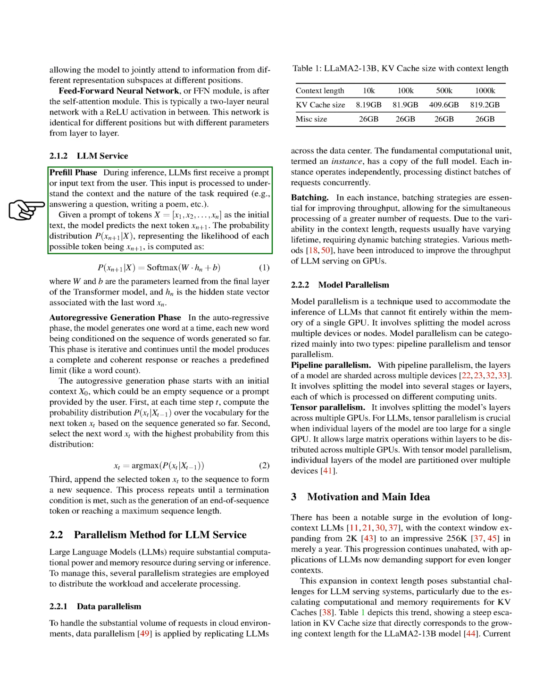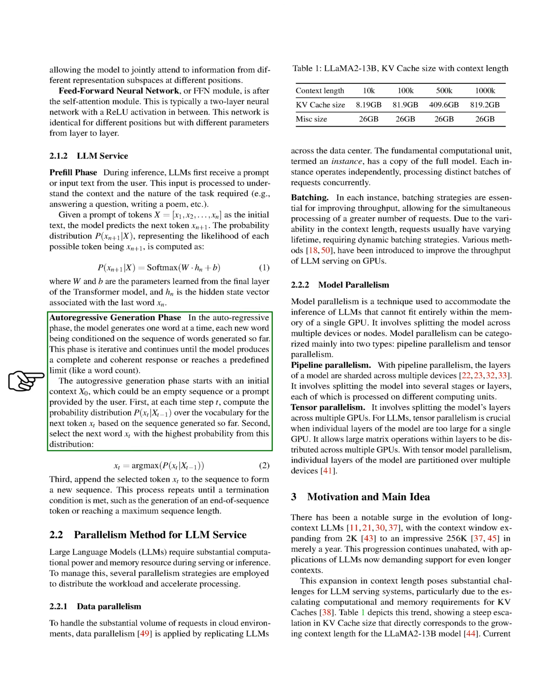When it comes to using LLMs, the process starts with the model receiving a prompt or input text from the user. The model then processes this input to understand the context and the nature of the task required, such as answering a question or writing a poem. Given an initial text made up of tokens, the model predicts the next token. It does this by calculating the probability distribution, which represents the likelihood of each possible token being the next one. This calculation involves parameters learned from the final layer of the transformer model and the hidden state vector associated with the last word. In the auto-regressive phase, the model generates one word at a time, with each new word being based on the sequence of words generated so far. This phase is iterative and continues until the model produces a complete and coherent response or reaches a predefined limit, like a word count.